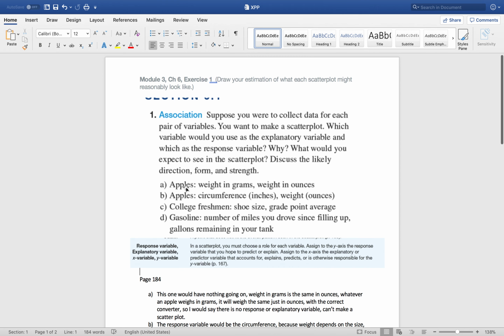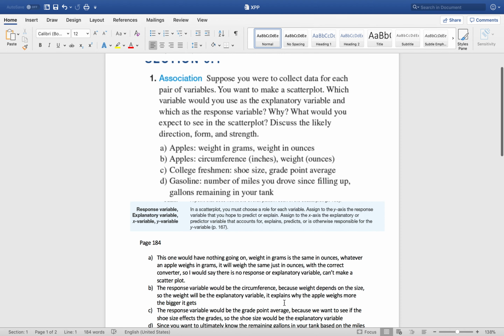Okay, so let me read all of these. So for A, apples, weight in grams and weight in ounces. To me, I think this was a trick question because the weight is going to be the same no matter if it's in grams or ounces. If it weighs something in grams, it's going to weigh the same in ounces. It's just the conversion factor. So there's going to be no correlation.